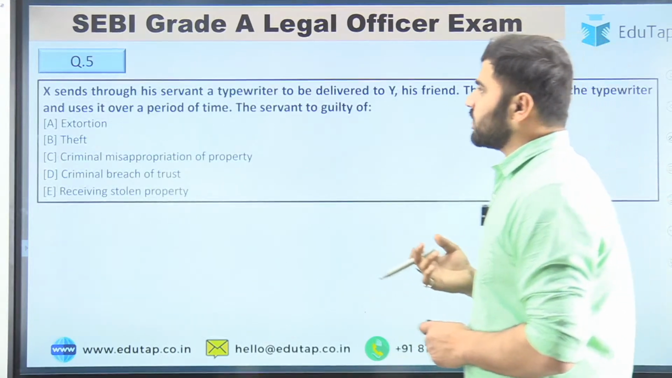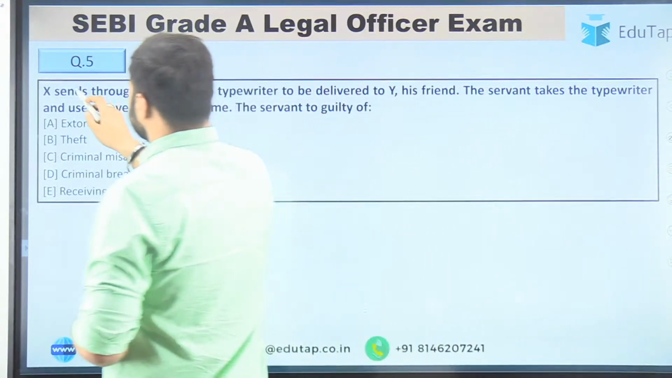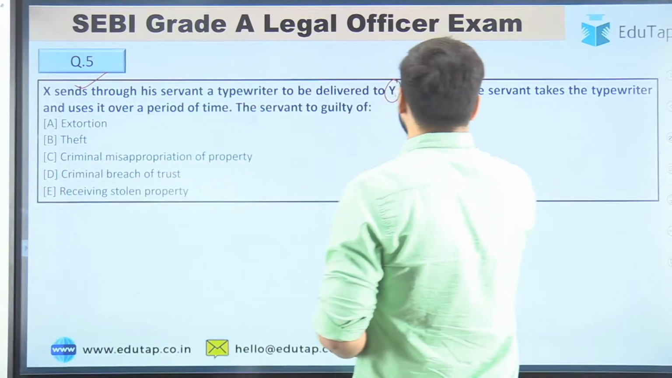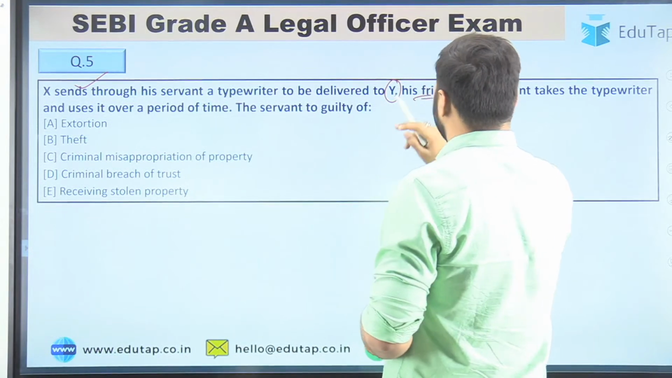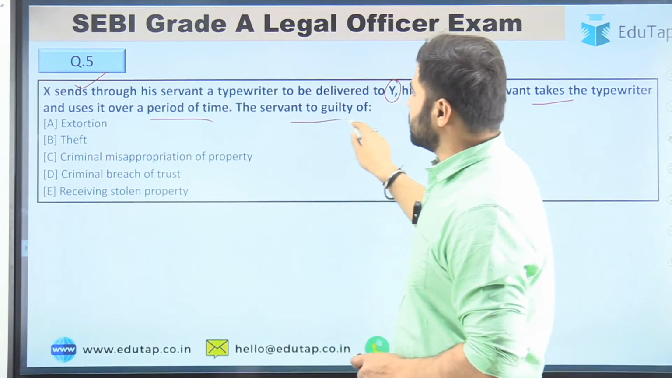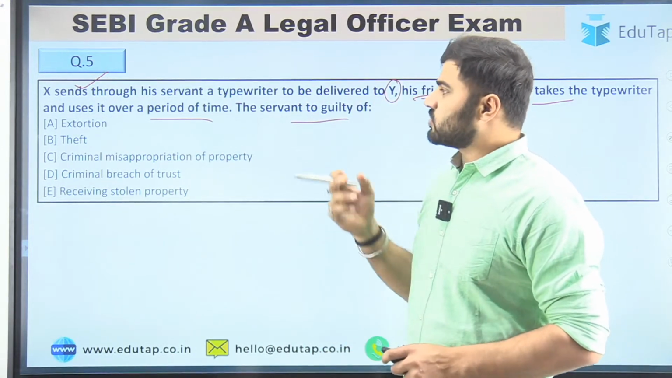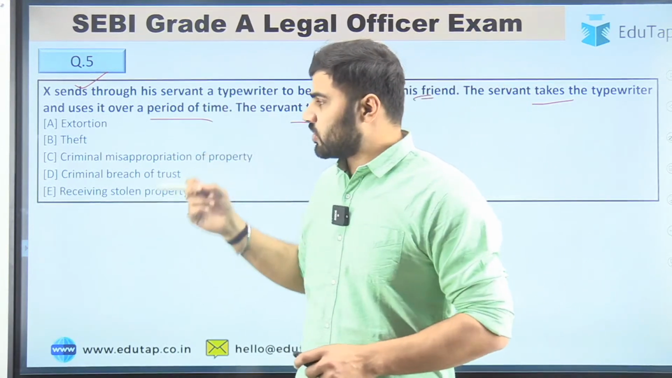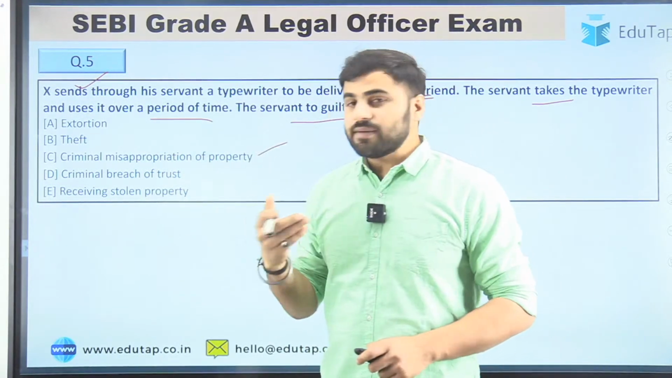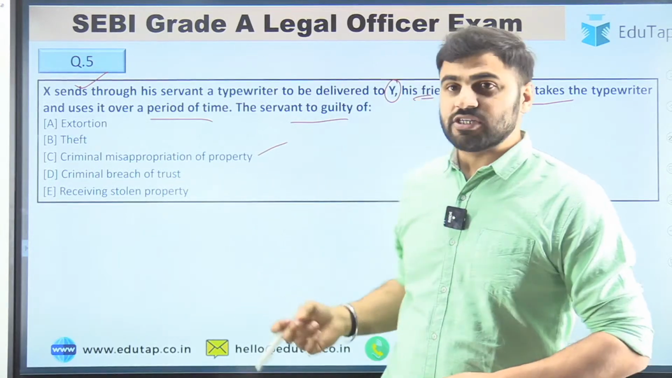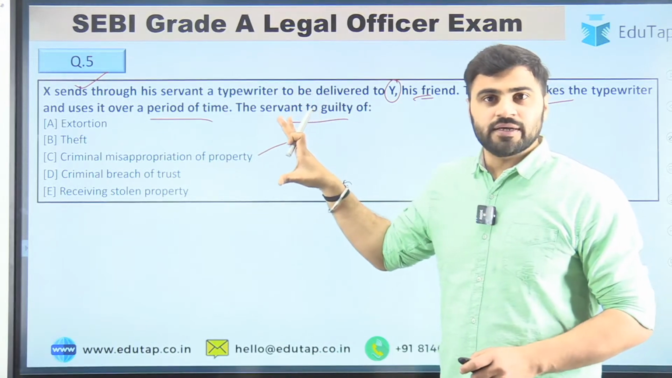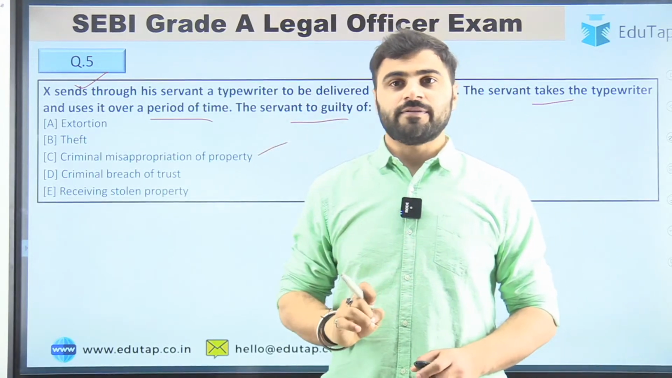So guys, question number 5th again is a case study. X sends through his servant a typewriter to be delivered to Y, who is his friend. Then the servant takes the typewriter and uses it over a period of time. The servant is guilty of which of the following offenses? That is extortion, theft, criminal misappropriation of property, criminal breach of trust, or receiving stolen property. So tell me guys, read the case properly, carefully, then after that try to attempt that.